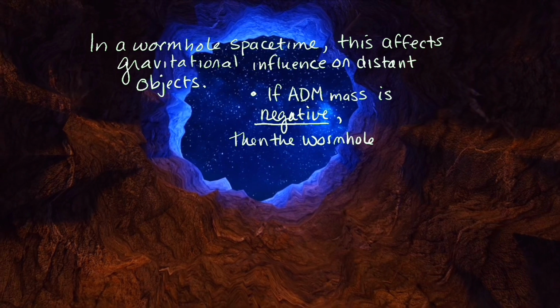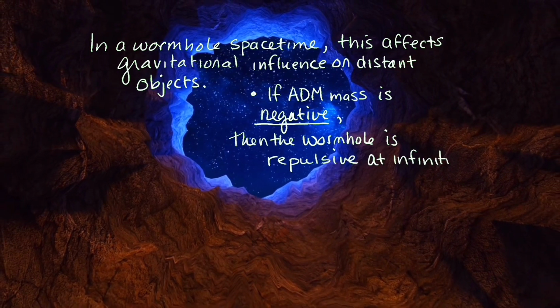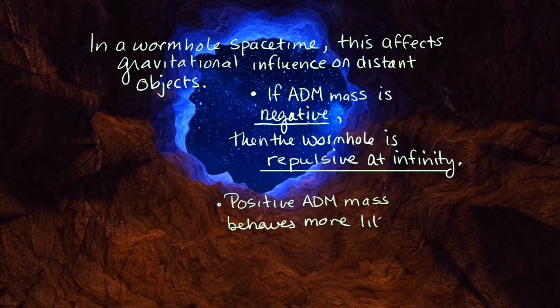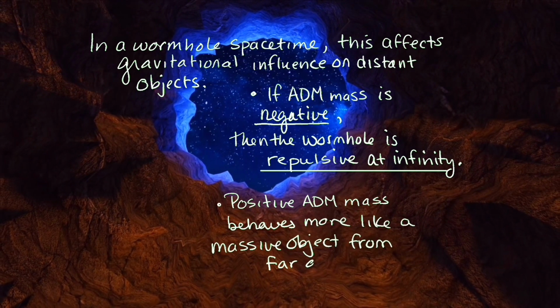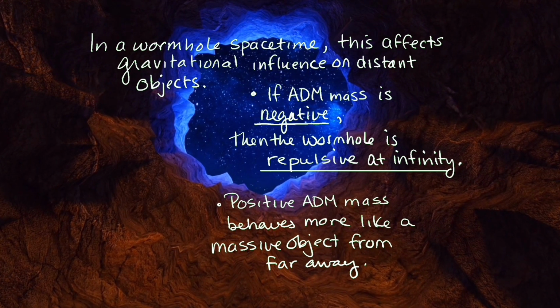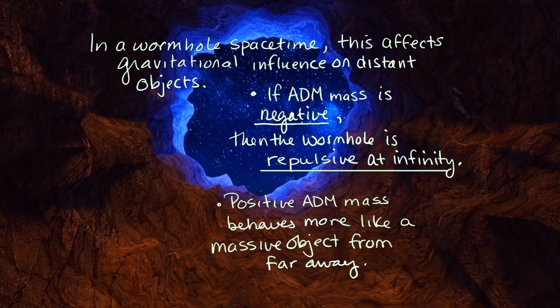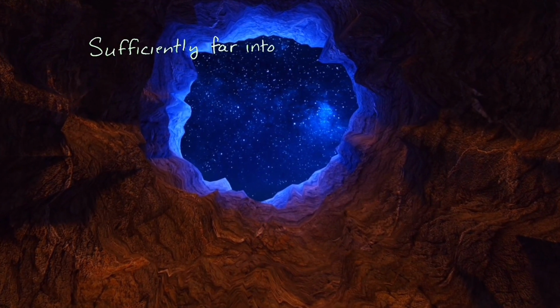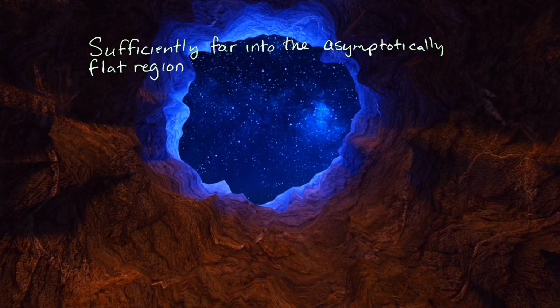You see, if the ADM mass is negative, then the wormhole is repulsive at infinity. Strange. Positive ADM mass behaves more like a massive object from far away. That is what we would expect a wormhole to look like. But looks can be deceiving.